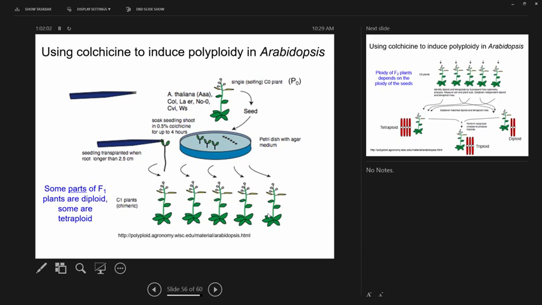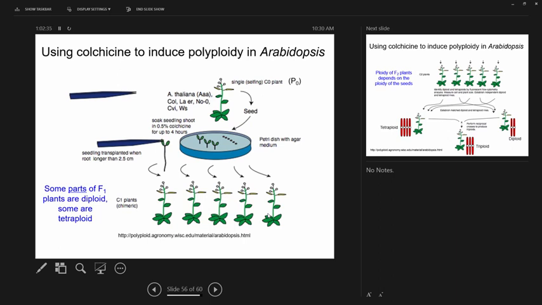Take all these plants and you transplant them. These plants are referred to as chimeric. You can think of this as like the P1 generation, not the F1 generation, not the C1 generation. You plant these and let them grow. These are chimeric in that early on, some of the cells had this event where they went from being a diploid to a tetraploid, but many did not.